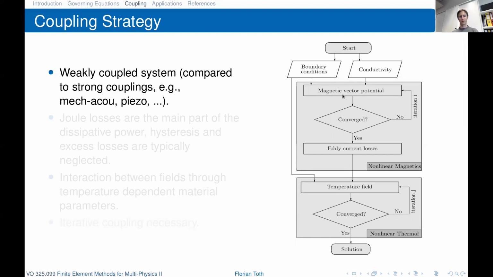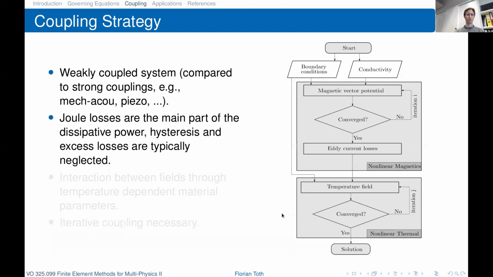In our case, we can solve for the magnetic problem first, compute our eddy current losses, and apply them as input to solve for the temperature field. Then, depending on if we have couplings via the material parameters, we have to iterate over this.